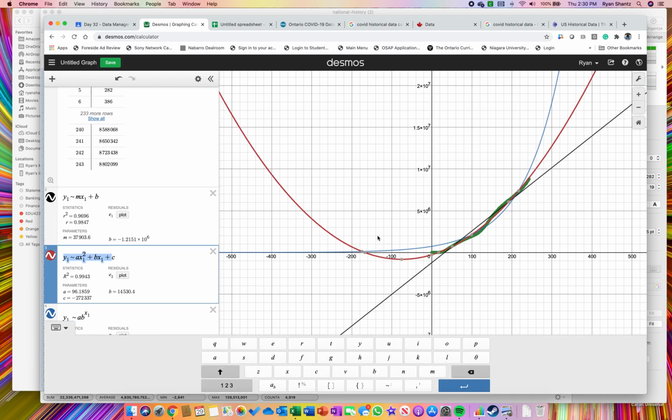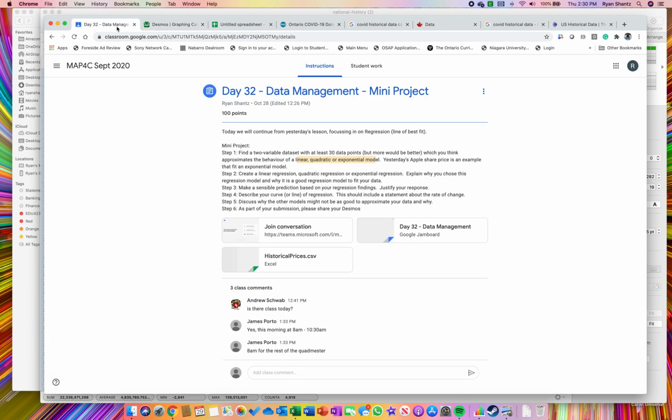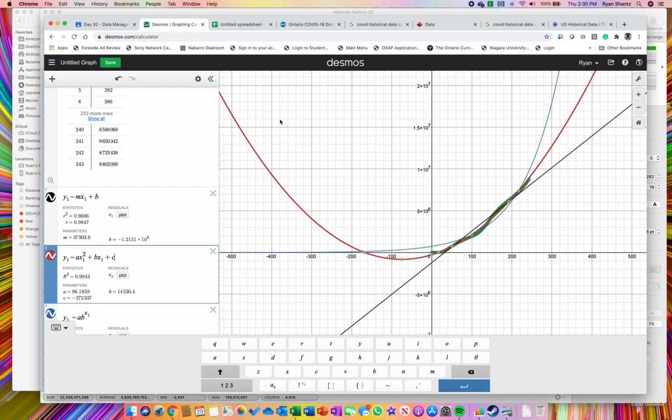Okay, so how does this help you with your assignment? Okay, let's go back here. Create a linear regression, a quadratic regression, or an exponential regression. Explain why you chose this regression model and why it is a good regression model to fit your data. Okay, so coming back here. So we've kind of talked about that already.